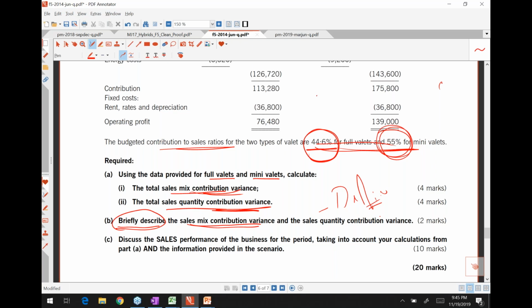Second, discuss is the verb. Discuss the sales performance of the business for the period, taking into account your calculations from part A and information provided in the scenario. Come on, what is the verb? The verb is discuss. What is the object? The object is sales performance.